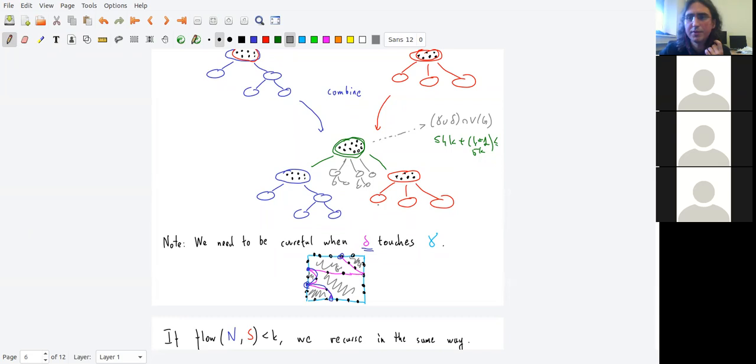Maybe any questions regarding the recursion step when I have a separator between east and west? Okay, if not, then... I have a question. Yes? How do we combine these multiple regions in this caveat situation when they all have 4k? We cannot just put them into one bag because it would have more than 5k.